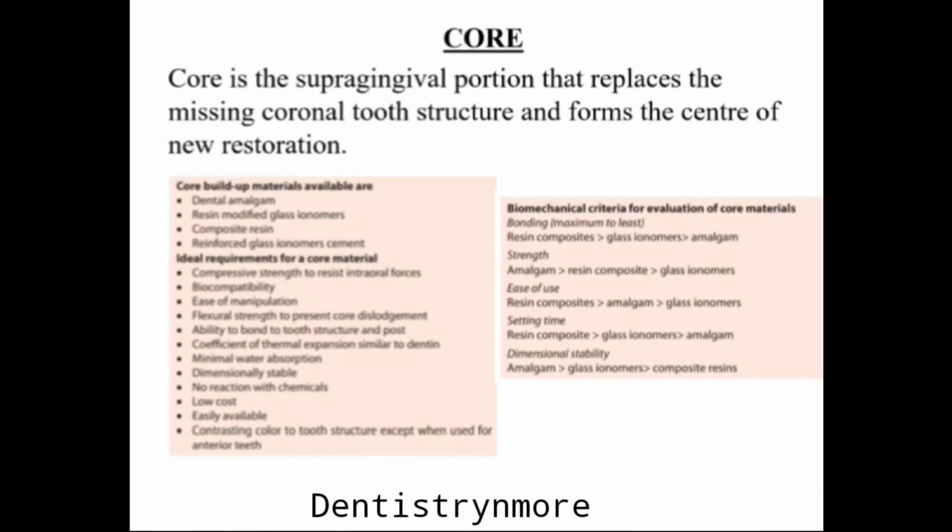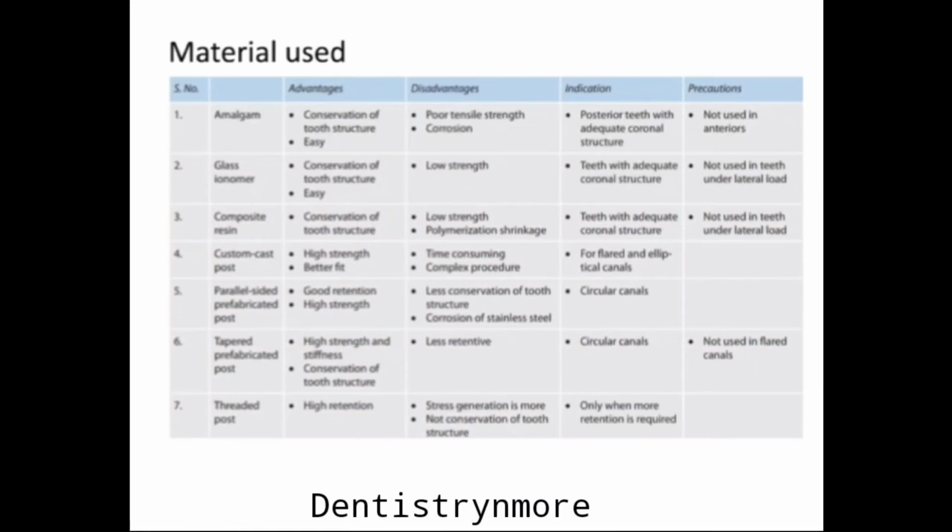Now we are moving to the core. The core is a supragingival portion that replaces the missing coronal tooth structure and forms the center of the new restoration. It can be available as dental amalgam, resin modified glass ionomers, composite resins, like that. The ideal requirements include compressive strength to resist the intraoral forces, ease of manipulation, low cost, and easy availability. So these are some of the ideal requirements.